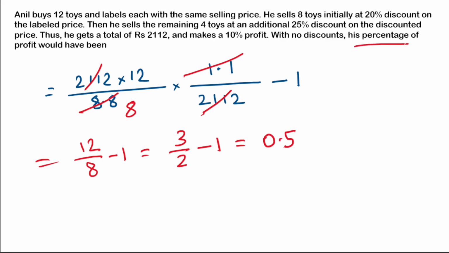So what is this percentage profit? Again, 0.5 into 100, because we are calculating the percentage, right? So this is 50%. You would have gained 50%. So that's why we held up our calculations beforehand, because a lot of cancellations happen later on. Okay, so yeah, this is how we solve this.